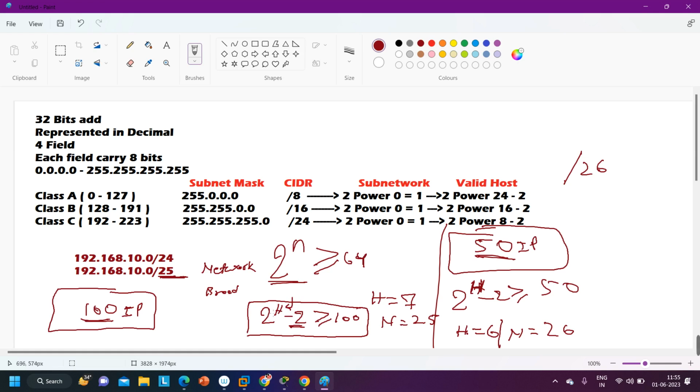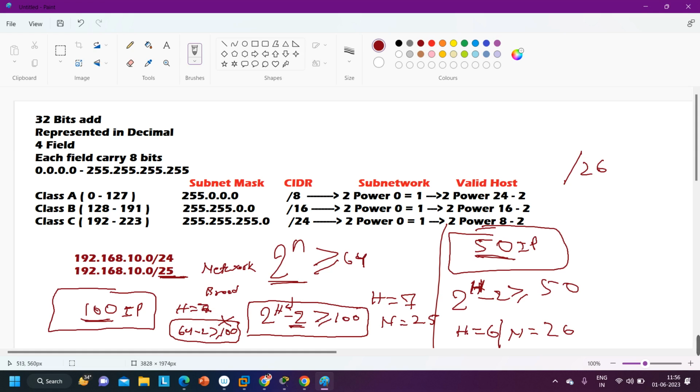If I put h equals to 6 here, what value will I get? 2 power of 6 is 64, minus 2 is 62. Is 64 minus 2 greater than or equal to 100? Is it right? This is smaller, so this one is wrong. That's why I have used 7. Getting my point? Yes.